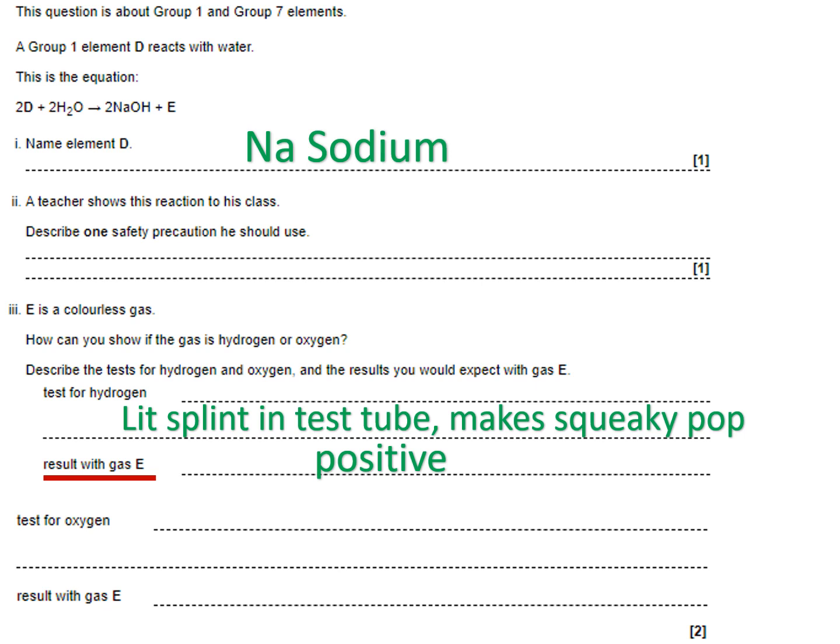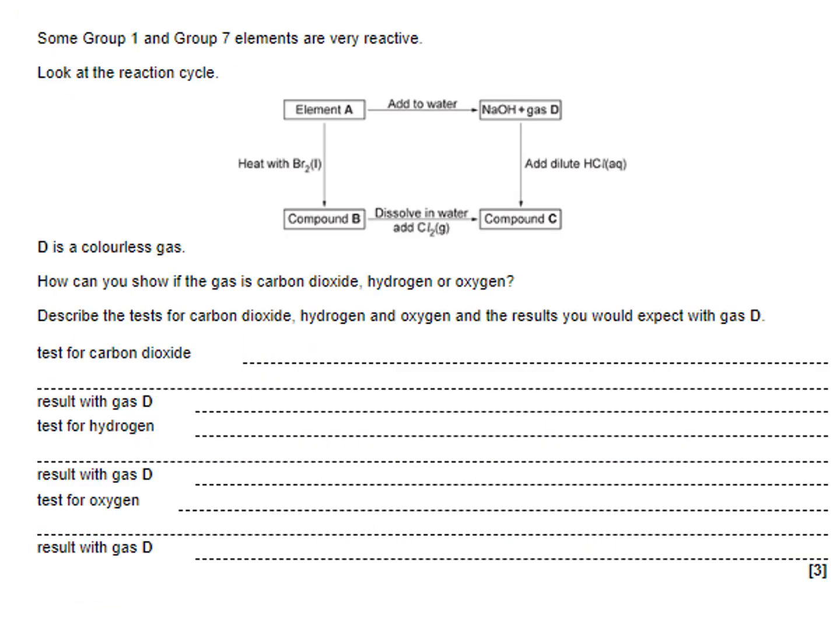So what's the test for oxygen? Test for oxygen is it relights a glowing splint. Now, if you do this test for oxygen with gas E, you're actually going to get a negative result, aren't you? It's not going to relight because you have hydrogen, not oxygen. And that's where people trip up, that positive, negative. What is the result with that particular gas? Okay, so this was a higher level question. Pause the video and have a go.